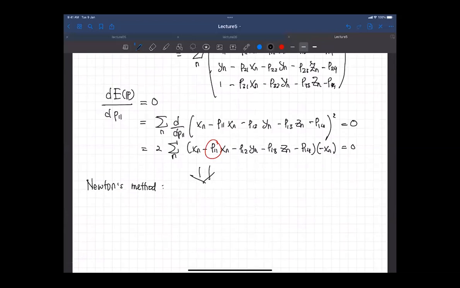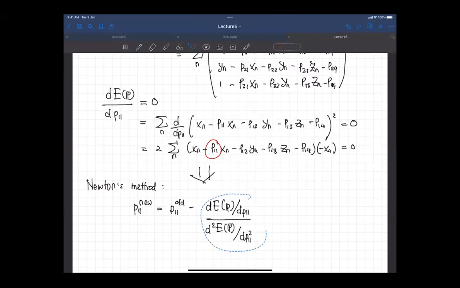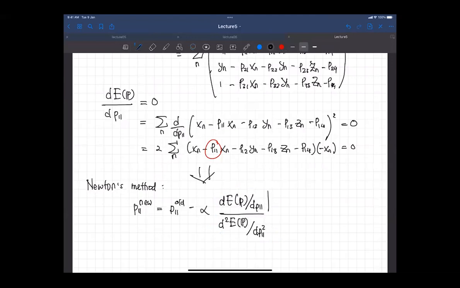We need to use Newton's method that gives you P11 new equal to P11 old minus the gradient, which is the derivative of E with respect to P11, the first derivative, divided by the second derivative, d squared E over dP11 squared. So that's the Newton method: the first derivative divided by the second derivative. And then you need to have a learning rate, for example, alpha. This is when P11 equals P11 old. Right, so this is the Newton method.